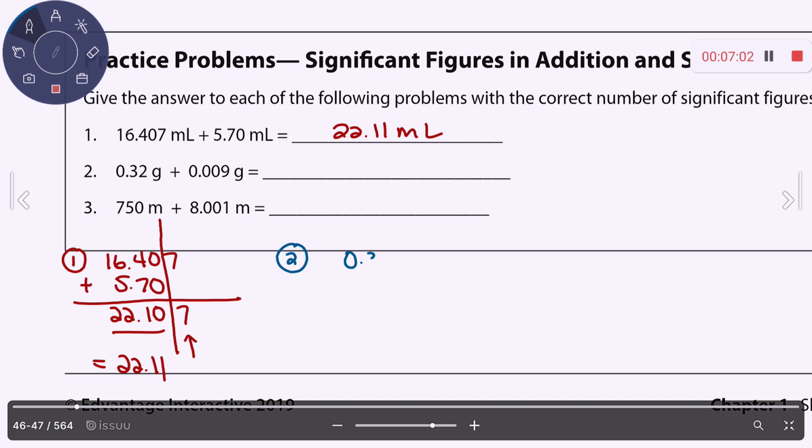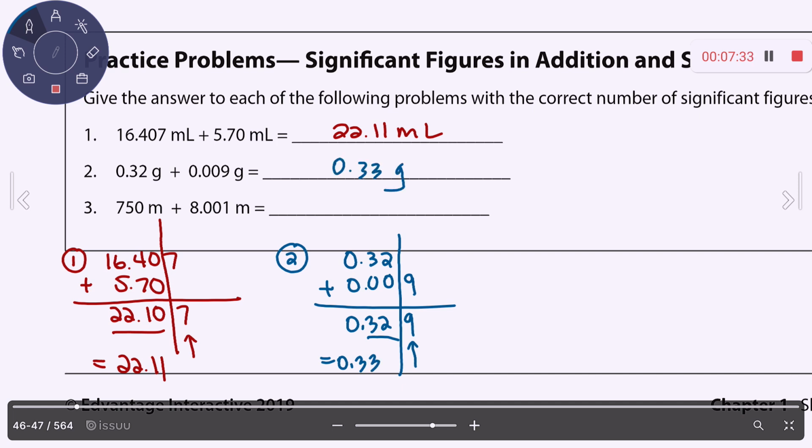For number 2, I have 0.32 and 0.009. I'm adding again. Where should I draw my line? After the 2? Yeah, here. Okay, so you will get 0.329. Underline the digits to the left of the line. If after the line is a 5 or greater, you will round up. So that means we will end up getting 0.33. And my unit is grams.